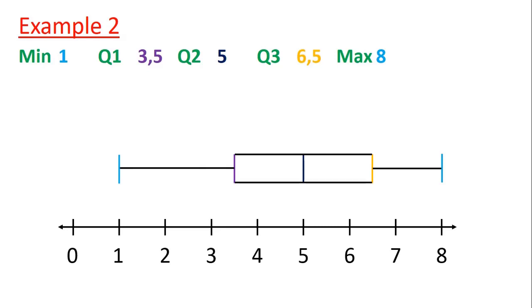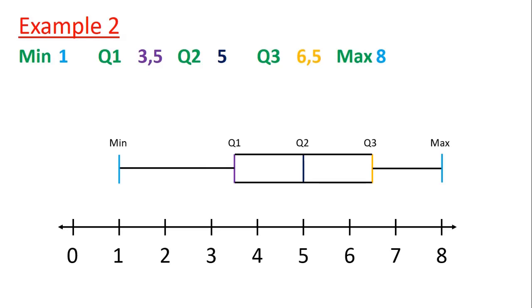Let's label a few things. My minimum of 1, my quartile 1, quartile 2, quartile 3, and my maximum. Now, unlike example number 1, where we'd now be finished, there are 2 things that we just have to do quickly.